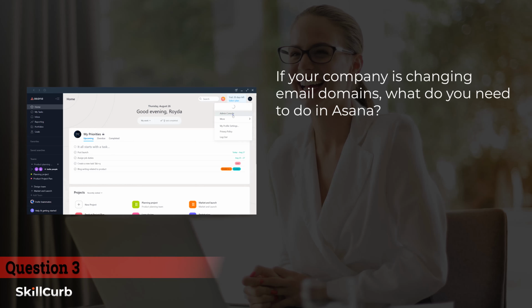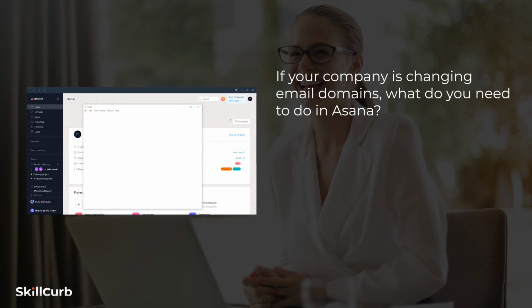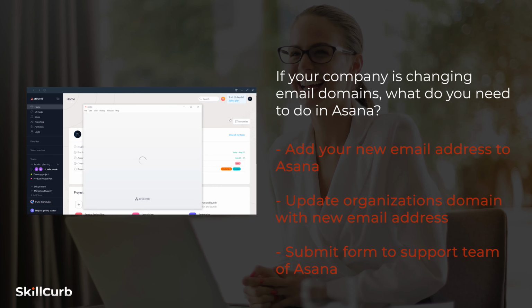If your company is changing email domains, what do you need to do in Asana? The first step is to add your new email address to your Asana account. To update the organization's domain with the new email address, access the admin console and navigate to the Settings tab to click on associated email domains. From here, you can then submit a form and our support team will make the necessary changes.